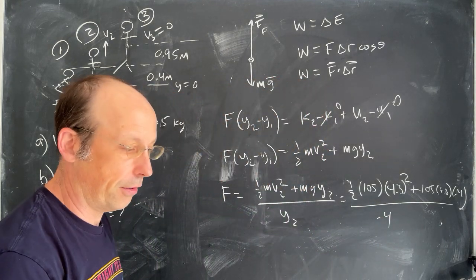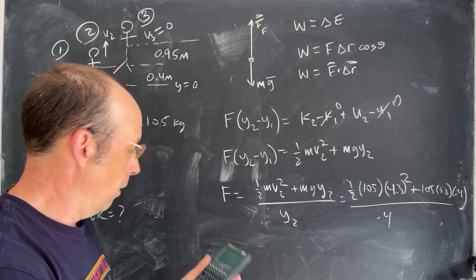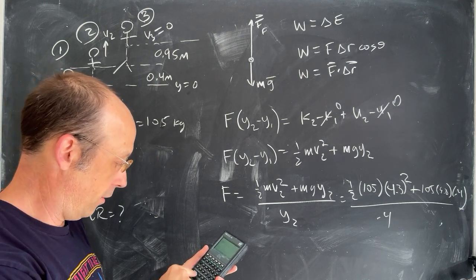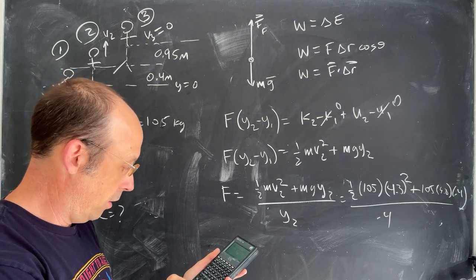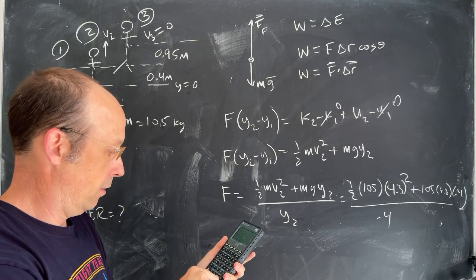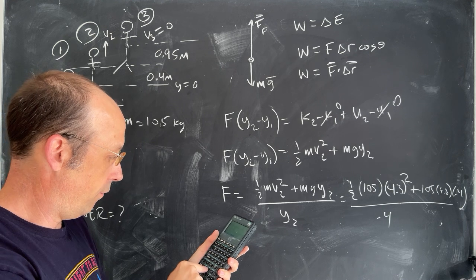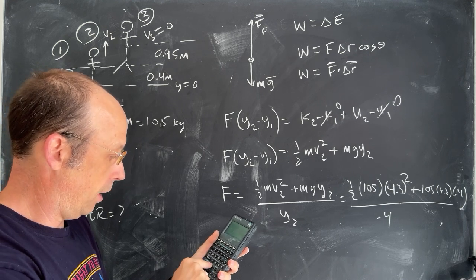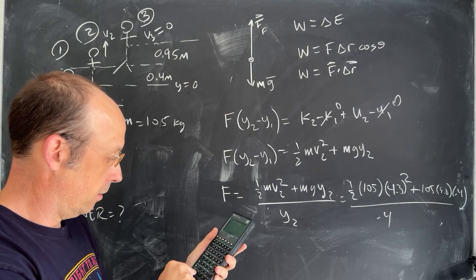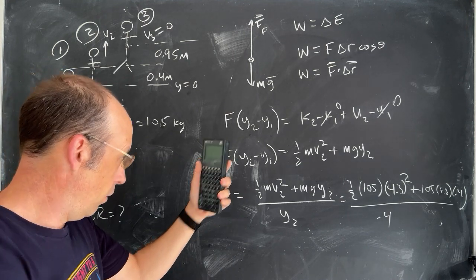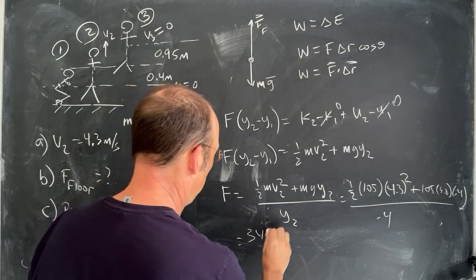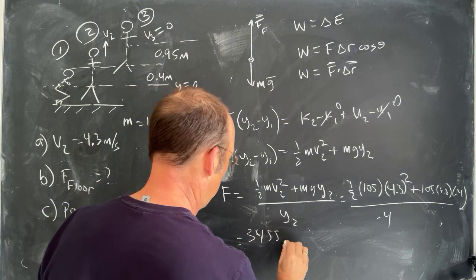So let's just put it in the calculator that way and calculate this for us. I have 0.5 times 105 times 4.3 squared, plus 105 times 9.8 times 0.4, all divided by 0.4. It's huge. 3455 newtons.